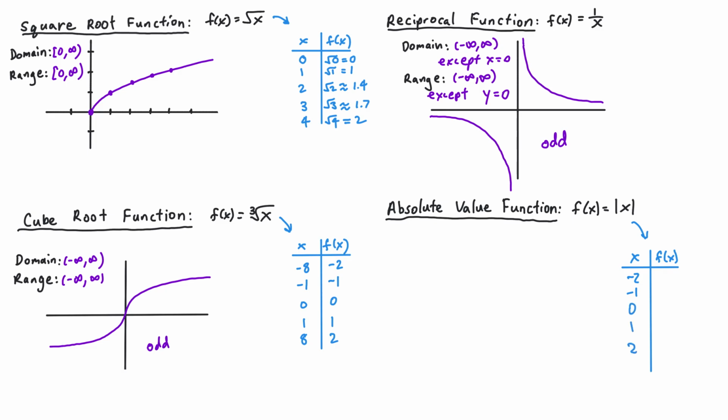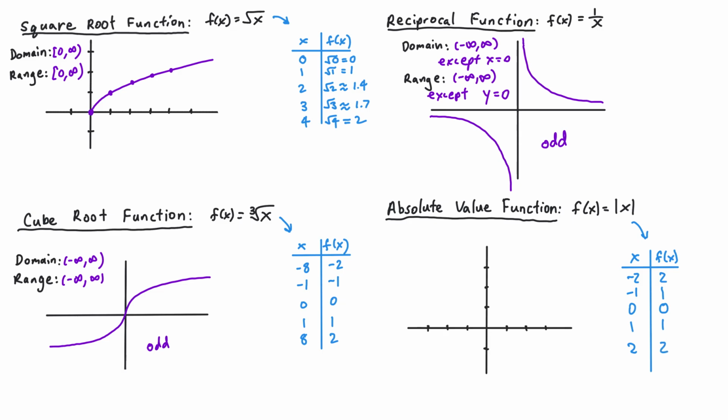For x equals -2, the absolute value of -2 gives us +2. For x equals -1, the output is the absolute value of -1, which gives us +1. For x equals 0, absolute value of 0 is still 0. For 1, absolute value of 1 is 1. And then lastly, for x equals 2, the absolute value of 2 gives us 2.